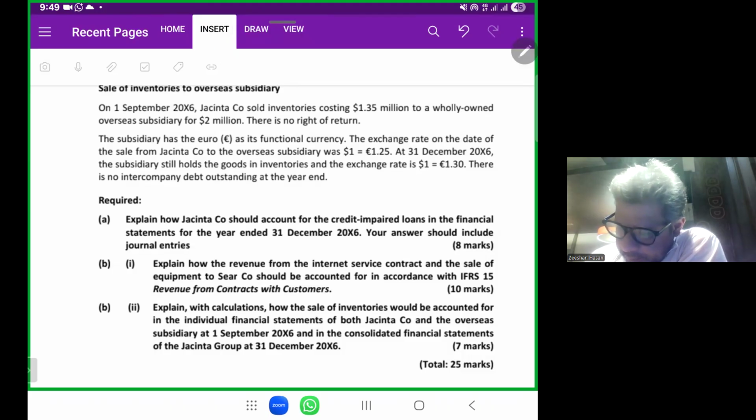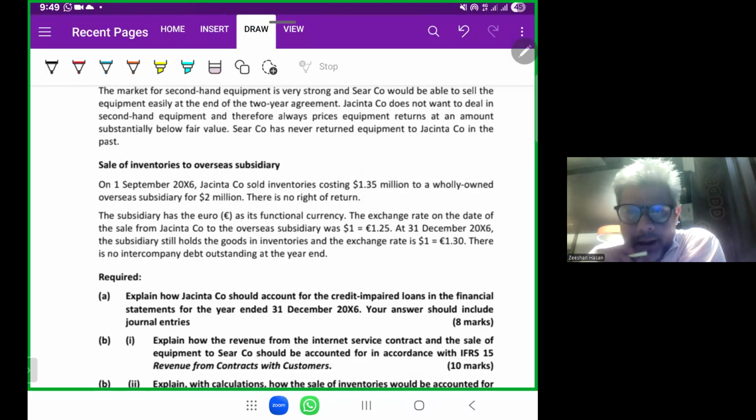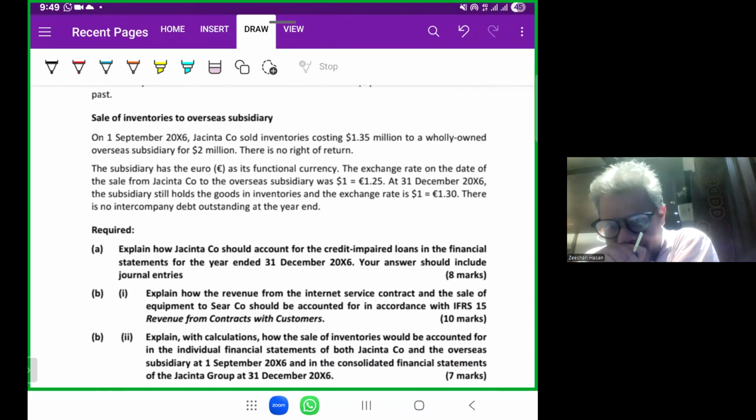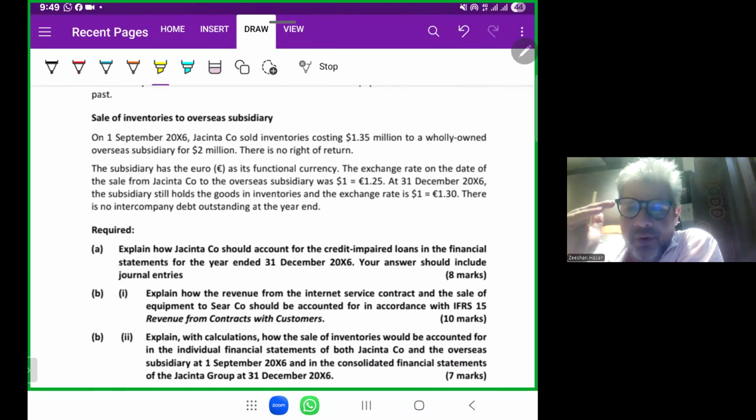Everybody. Now we'll be doing an SBR question from the exam kit. It is one of the past papers. First thing first, always remember in the exam questions that always before looking at the scenario, look at the requirements.